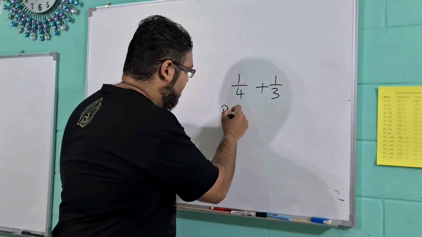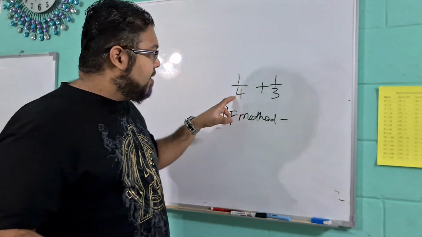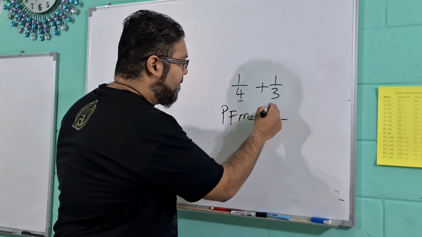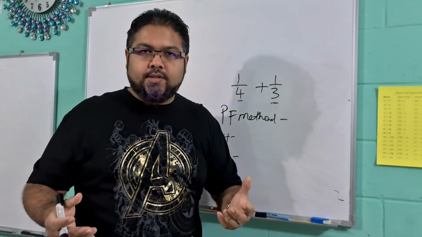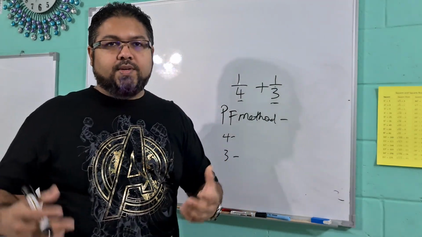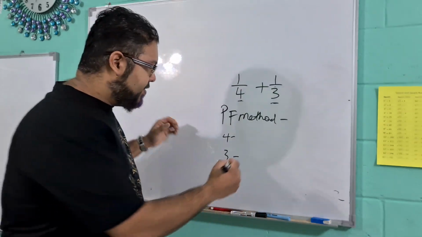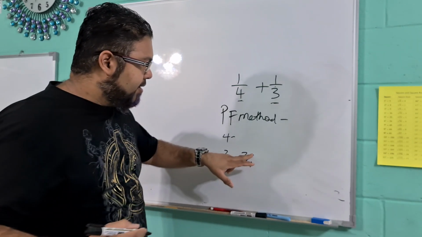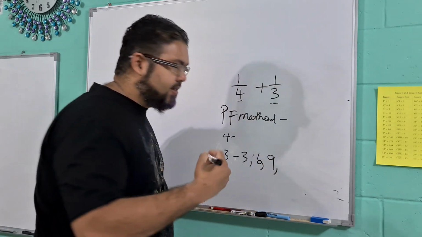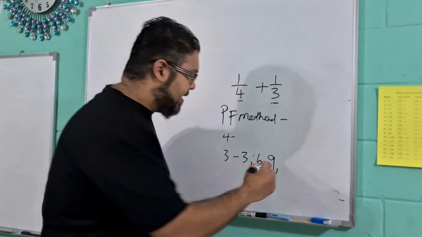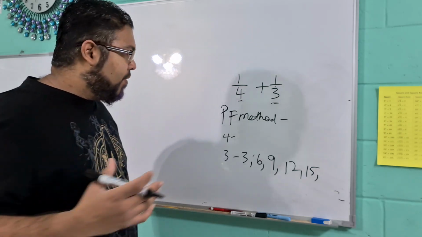So we'll just put the PF method, and what we do is basically we take the two numbers, the two denominators, which will be 4 and 3, so 4 here and 3 here, and we go on to list the multiples of these numbers. So essentially a multiple is that number plus itself plus itself plus itself. So we have 3, and 3 plus itself will be 6, 6 plus itself will be 9, 9 plus 3 itself will be 12, 15, and so forth. So we list all of the multiples of 3.